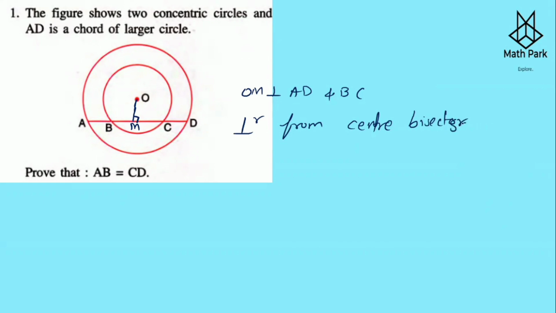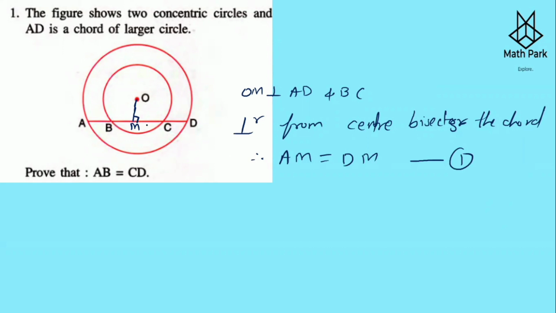Now let us drop a perpendicular from O. So let us say OM is perpendicular. So we have OM perpendicular to AD and also perpendicular to BC. So therefore we know that the perpendicular from the center bisects the chord. So therefore you have AM is equal to DM. This is our equation number 1.